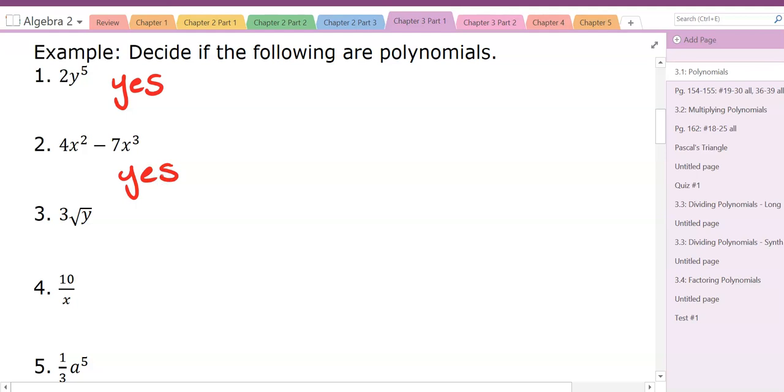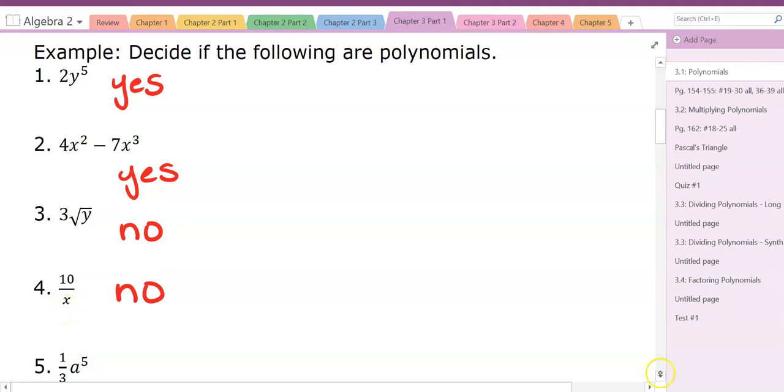What do you guys think about number 3? Why not? Good, you have a square root. Okay, how about number 4? No again? What's the issue for that one? Good, you have a variable in the denominator.